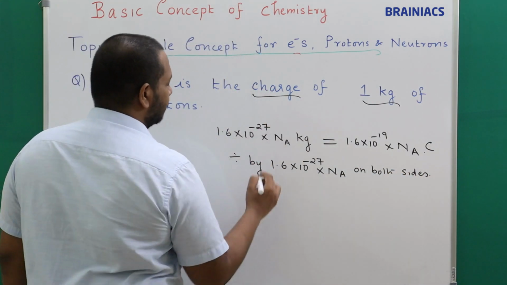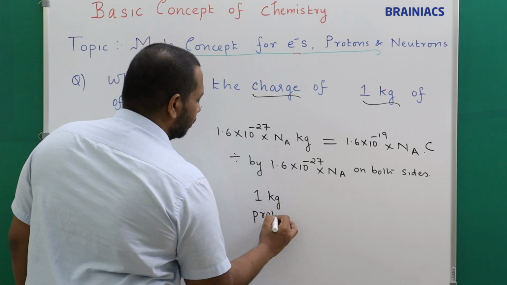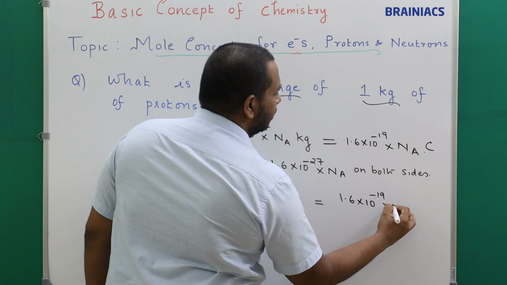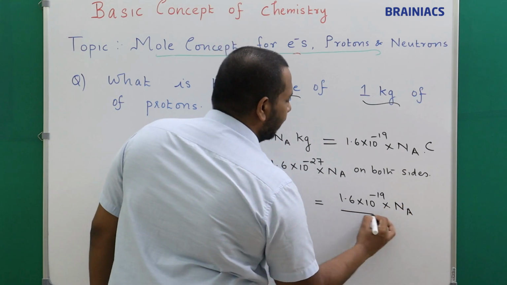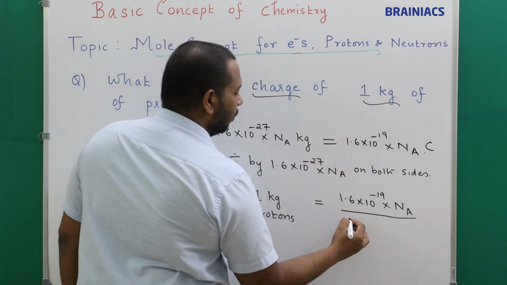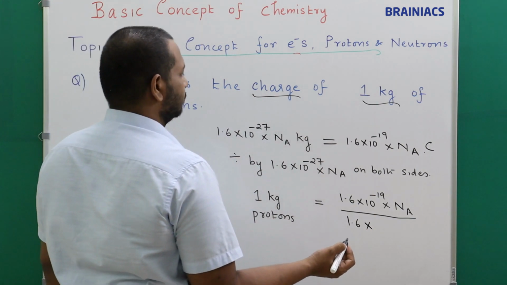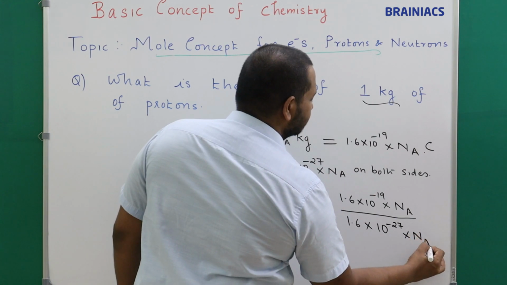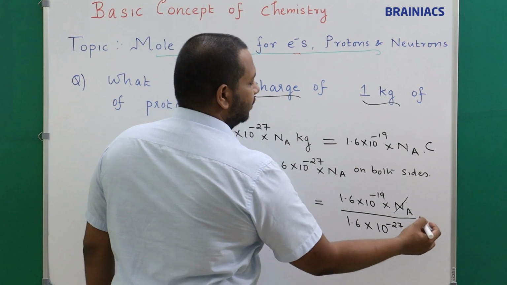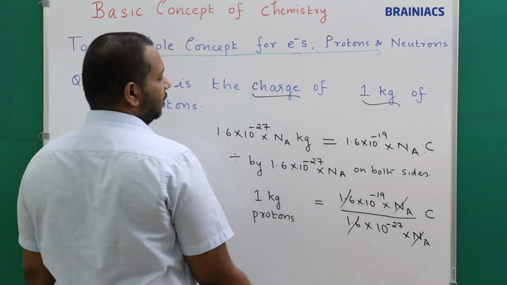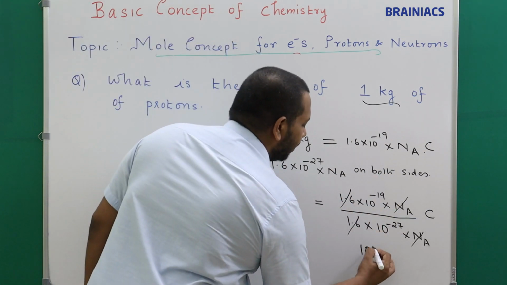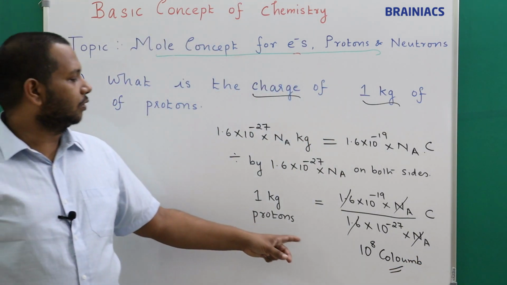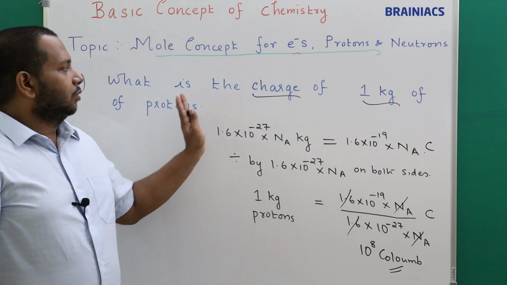Correct. So when you are doing this, this will become 1 kg of protons, and this will become, when you divide it, 1.6 into 10 power minus 19 into Na divided by 1.6 into 10 power minus 27 into Na. So I can say this will get cancelled off, and this is a Coulomb. And this will get approximately cancelled off. So when it comes to here, it becomes plus 27, and that is 10 power 8. Minus 19 plus 27 becomes 10 power 8 Coulomb. So I can say 1 kg of protons will have a charge of 10 power 8 Coulomb. That's it. So I hope you are understanding this.